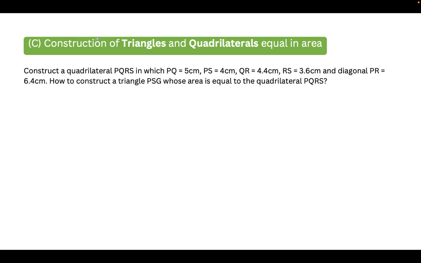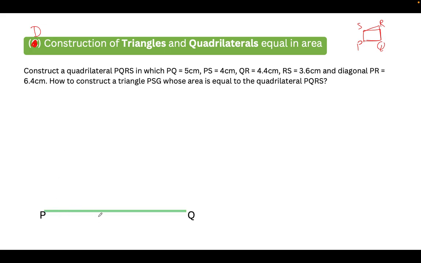So here we need to construct a quadrilateral PQRS where PQ is 5, PS 4, QR 4.4, RS 3.6 and diagonal PR 6.4. This will be like this, PQRS. So this will be the quadrilateral. Okay. Now we need to construct a triangle PSG whose area is equal to quadrilateral PQRS. So first of all we need to write that this is D, okay, not C, and we will first construct quadrilateral PQRS.